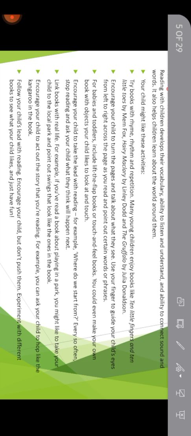Follow your child's lead with reading. Encourage your child, do not push them. Okay, so this is the best. Many do not notice this. Follow your child's lead with reading. So it is good that we encourage them to read, but not push them. Because children are mostly lazy. If you scold them and make them read again and again, they will get fed up and won't care anymore.